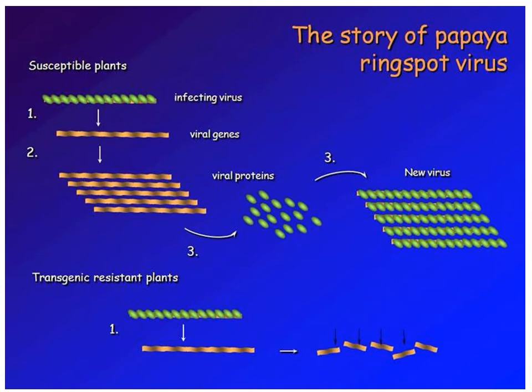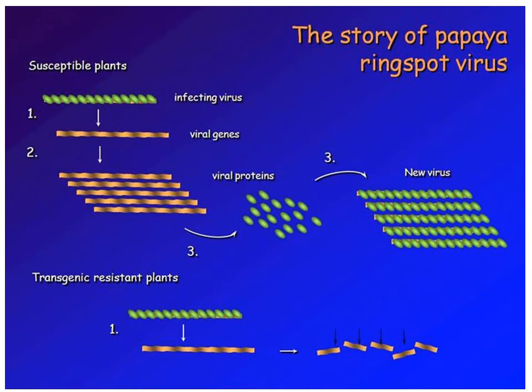Then they just wait to be picked up by a new insect in order to infect other plants. Meanwhile, they've pretty much wrecked the cells in which they replicate, and this eventually kills the whole tree. In transgenic resistant plants, the first step is the same. The virus takes off its coat protein. But in the transgenic plants, the invading viral genes are recognised and destroyed, preventing the virus from reproducing.